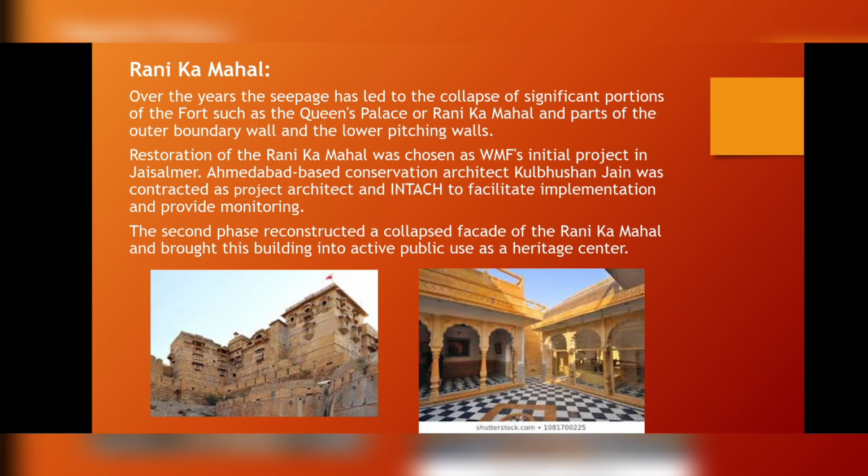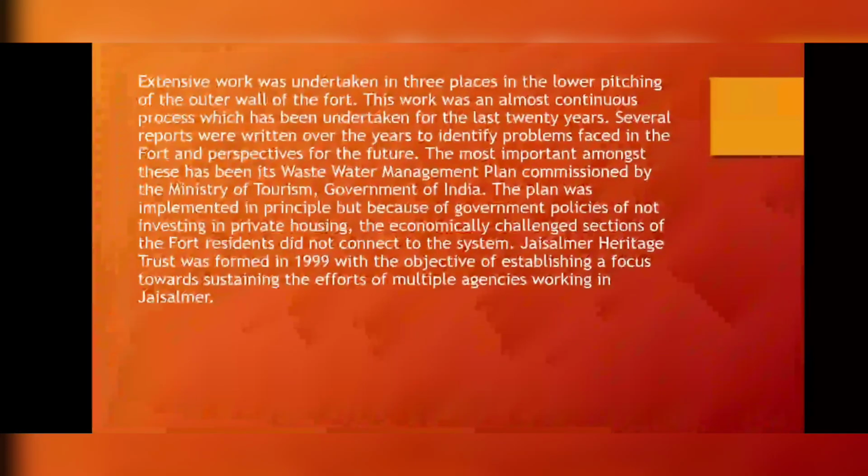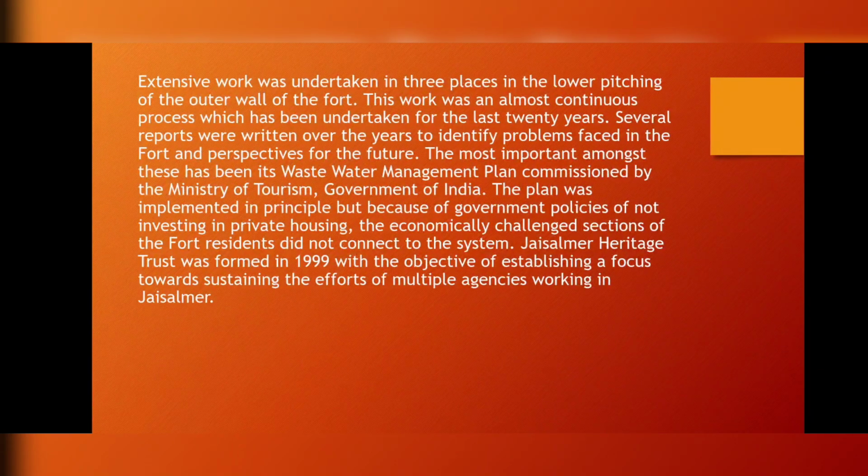The second phase reconstructed a collapsed facade of the Rani Ka Mahal and brought this building into active public use as a heritage center. These are some images of the Rani Ka Mahal. Extensive work was undertaken in three places in the lower pitching of the outer wall of the fort. This work was an almost continuous process which has been undertaken for the last 20 years. Several reports were written over the years to identify problems faced in the fort and perspectives for the future.